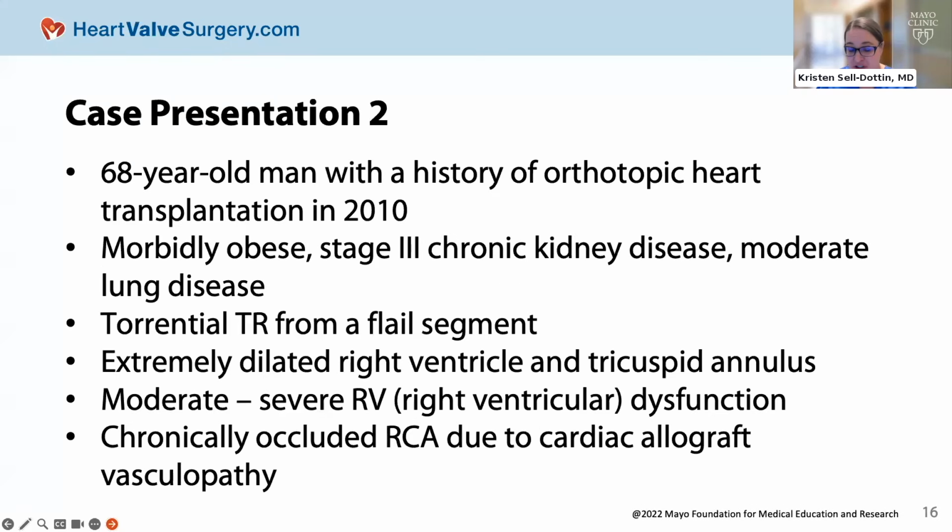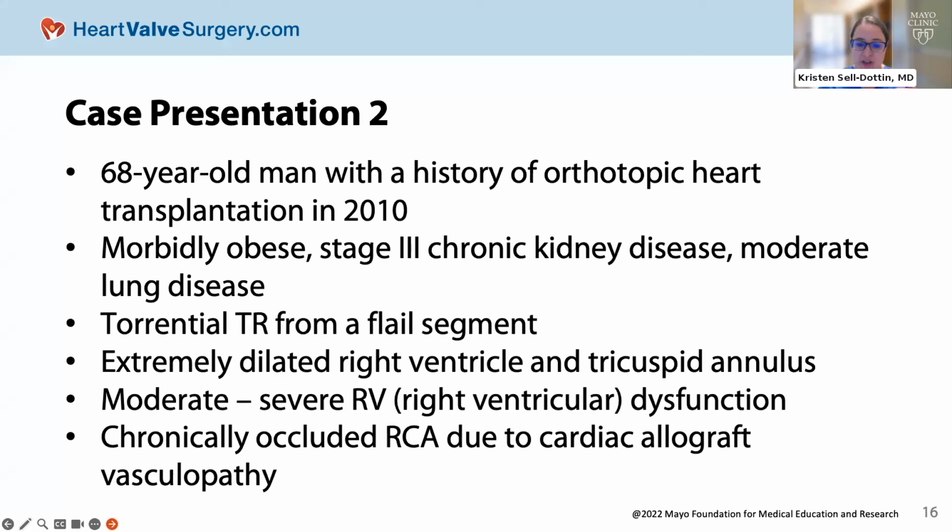So case presentation 2, okay, we're going to pivot a little bit and talk about a slightly different setting of tricuspid valve disease. So 68-year-old man with a history of an orthotopic heart transplant many years ago. He has multiple other medical problems, okay? So he's obese, he has a kidney disease, as well as some lung disease. This gentleman has torrential tricuspid regurgitation from a flail segment.